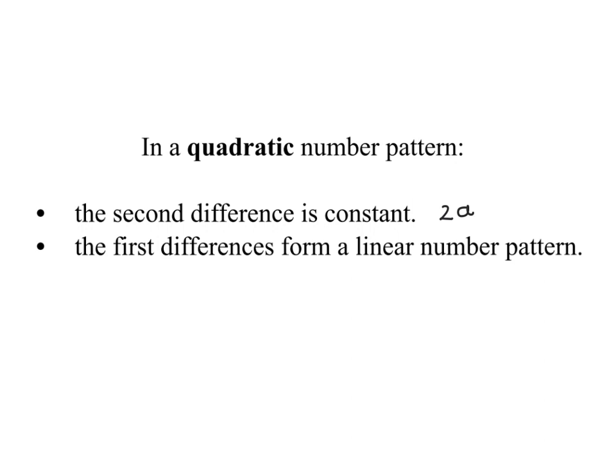And the first differences form a linear number pattern. The first term of the first differences is 3a plus b. The second term is 5a plus b, and the third term of the first differences is 7a plus b. And this is a linear number pattern.